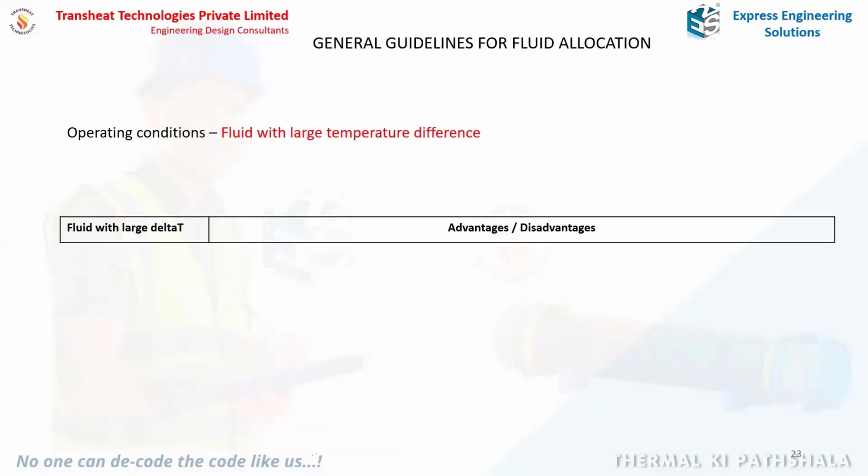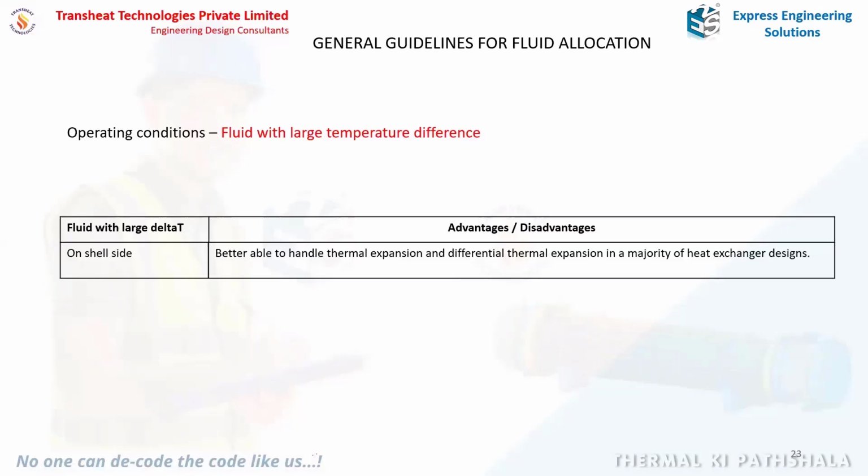Now, fluids with a large temperature difference, that is temperature difference between in and out, if it is more, then if you place such a fluid on the shell side, it's better able to handle the thermal expansion and differential thermal expansion in a majority of the heat exchangers. What happens is, as a crude estimate, the mean metal temperatures are much closer when you have the fluid with a larger temperature difference on the shell side compared to when you have it on a tube side.